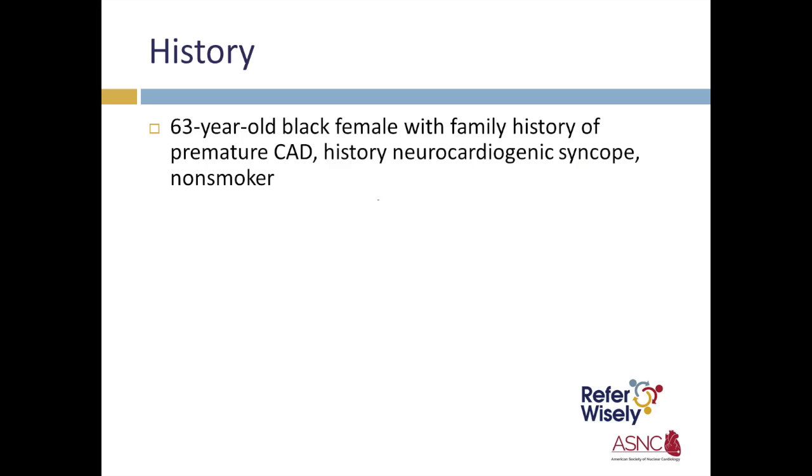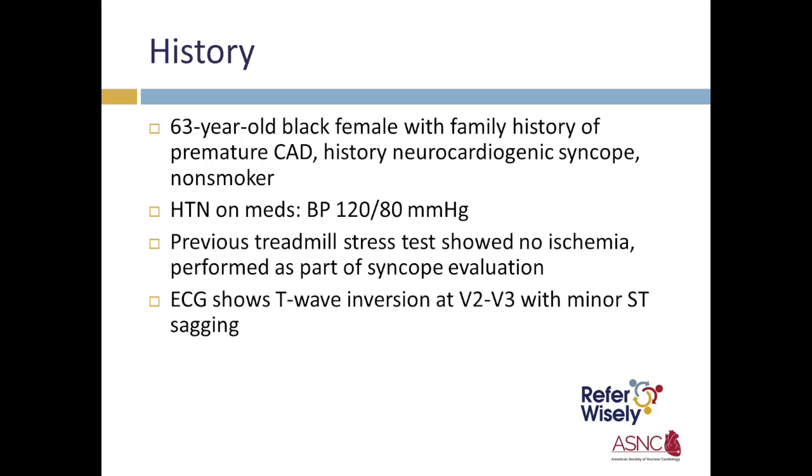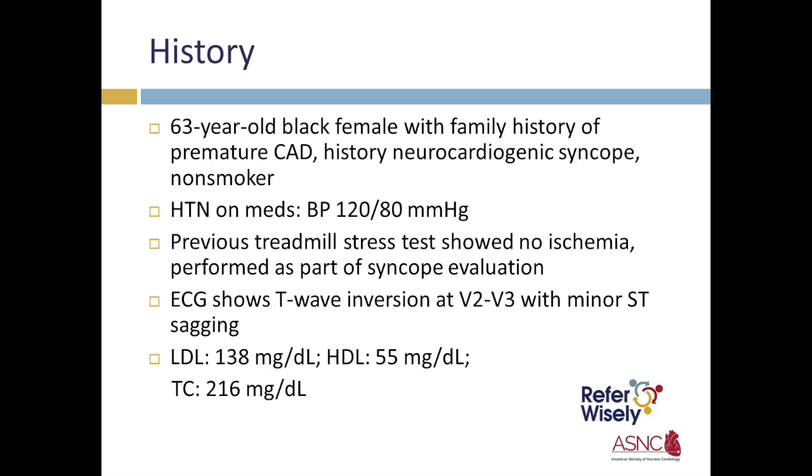So we're dealing with a 63-year-old black female non-smoker with a family history of coronary artery disease. She's hypertensive on medications with a blood pressure of 120/80. She had a previous treadmill stress test that was non-ischemic. This was done as part of a syncope evaluation. Her electrocardiogram shows T-wave inversion in V2 and V3 with minor ST sagging. Her lipid profile shows a total cholesterol of 216 with an LDL of 138 and an HDL of 55.